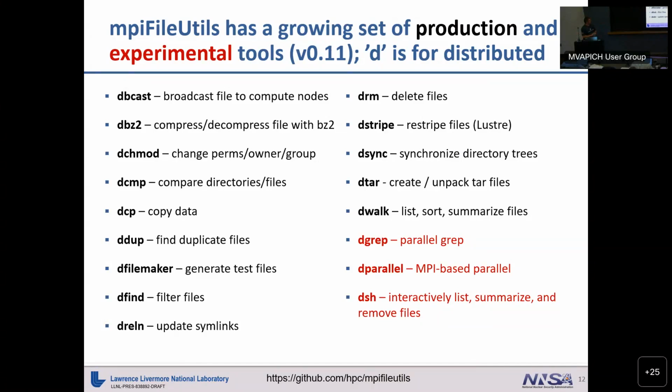Dereplink is to update a set of symlinks. Dremove is a parallel remove. Dstripe is a way to restripe files on Lustre when that used to be a thing. The newer Lustre versions maybe don't require that so much.